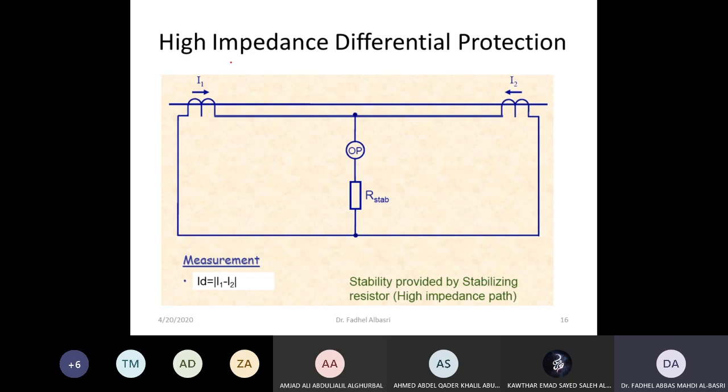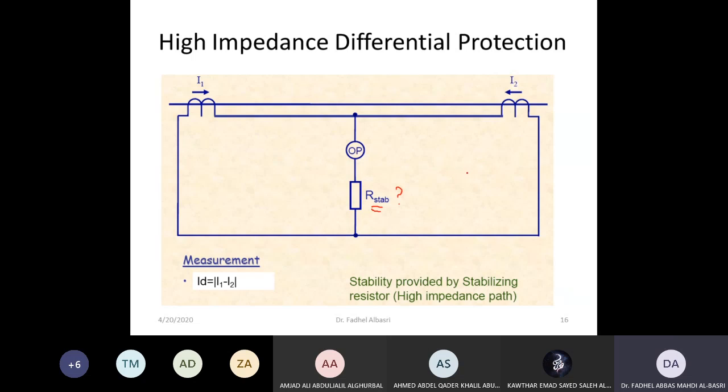In the first, high impedance differential, we can add a resistance in series with the relay, with the differential relay coil. And this is a large resistance. I'll show how we choose this resistance. Now, the idea of this resistance is that if one of the CTs gets saturated, I don't want this relay to operate. This is the purpose of this. It will stabilize the relay, so it does not operate if one of the two CTs gets saturated.